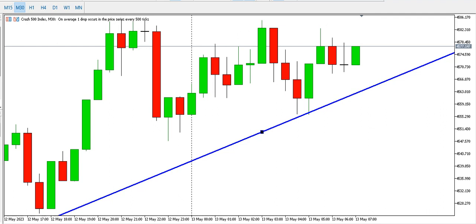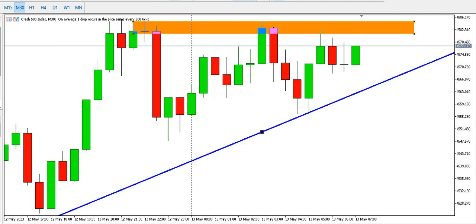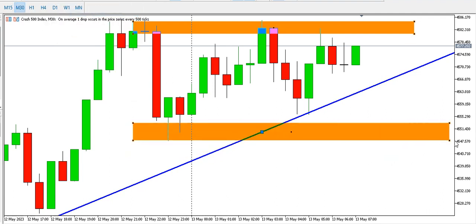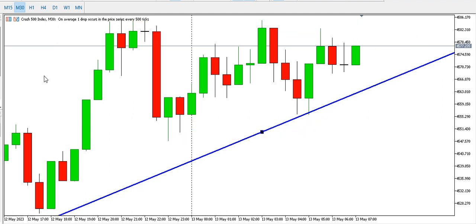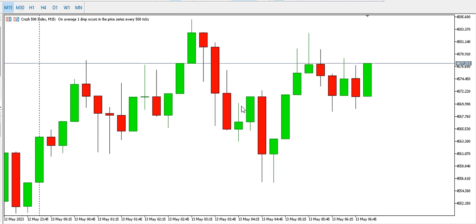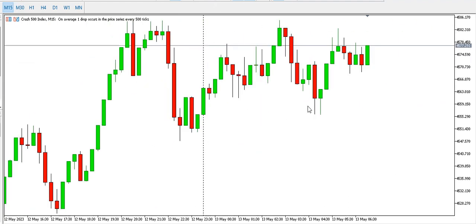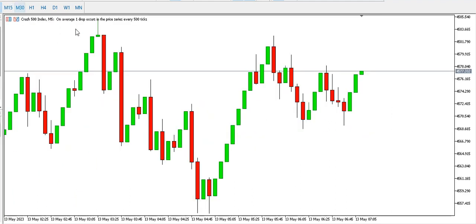Look at this range. These are the range top on the 30 minutes time frame, and these are the range bottom. So on a break of the range top, we see price going up. On the 15 minutes time frame, what do we have? We can see price is also ranging. On the 5 minutes time frame, is there anything still ranging?